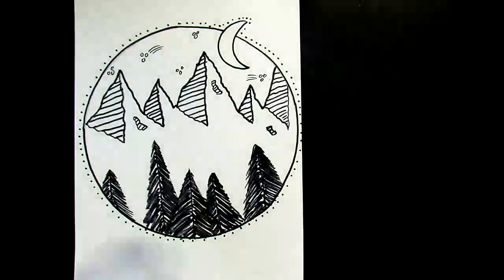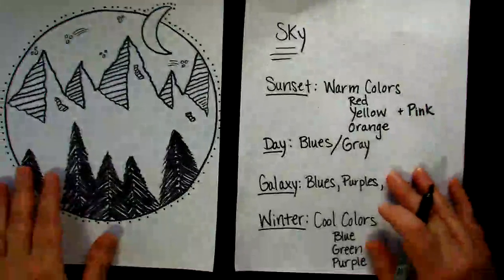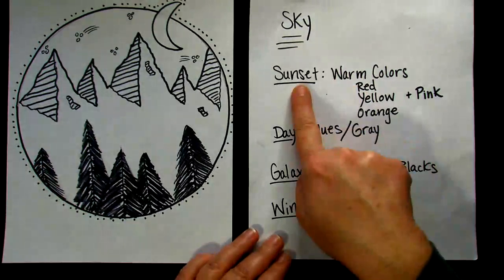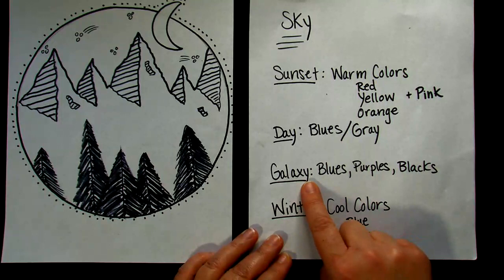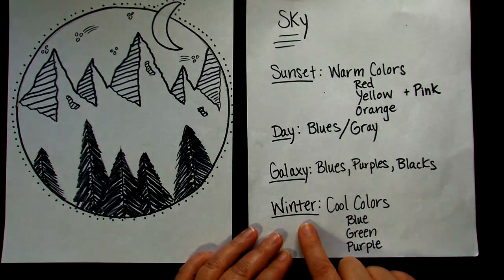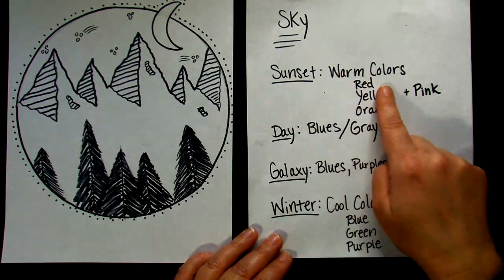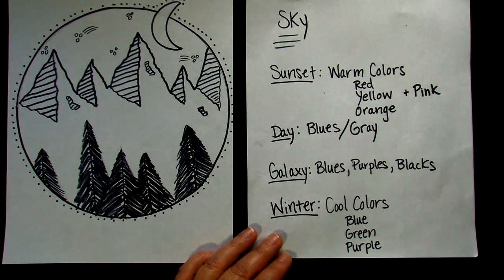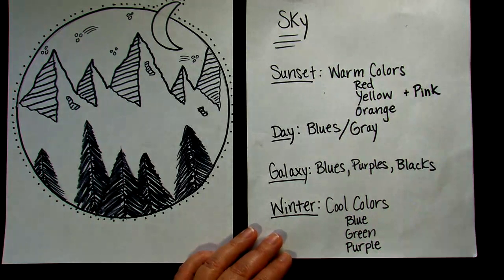Okay, what type of sky would you like to create in your piece? This will give it a feeling. So here's a few options. Do you want it to be a sunset? Do you want it to look like daytime, a galaxy at night, or a winter scene? So if you want it to look like a sunset, you would use the warm colors, red, yellow, orange. And I also add pink sometimes.